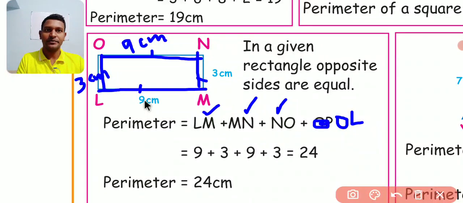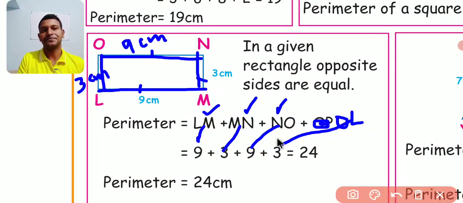What is LM? 9 centimeter. What is MN? 3 centimeter. What is NO? 9 centimeter. What is OL? 3 centimeters. Okay, now we have to add these values.